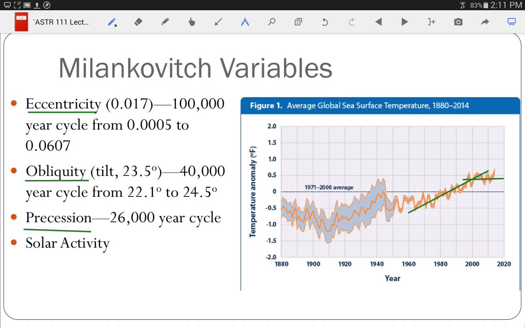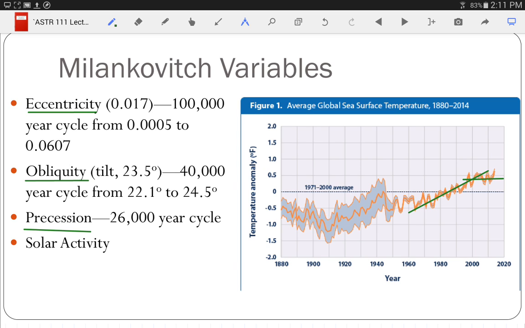The eccentricity, that's how close to circular our orbit is. The more circular the orbit is, the more uniform the seasons are. The more eccentric, the more out of whack they are. The eccentricity of the Earth's orbit has about a 100,000 year cycle, going between 0.0005, very, very circular, to 0.0607. Right now we're at 0.017, which is on the more circular side.